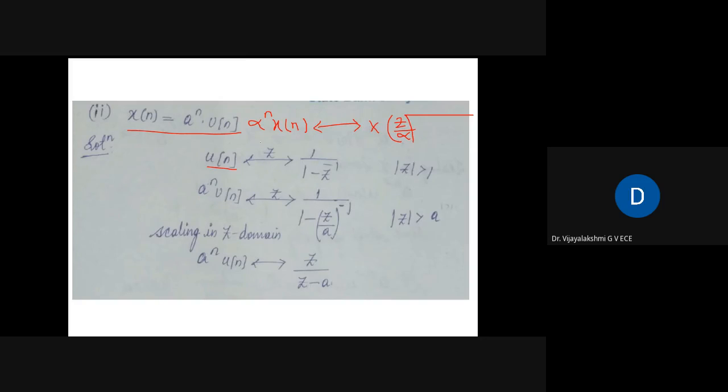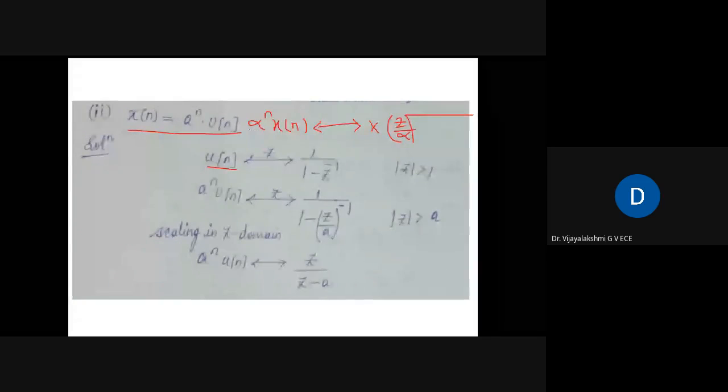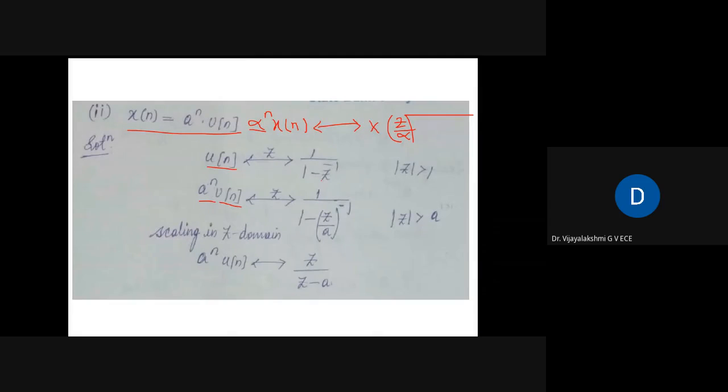So now you can see, I took first u of n, whose Z transform is 1 by 1 minus Z inverse. Now to this u of n, I am multiplying a power n. What should happen in the Z domain? Wherever Z is there, that Z will get changed to Z by alpha. Here alpha is a, so Z by a. If you simplify, what will it become?